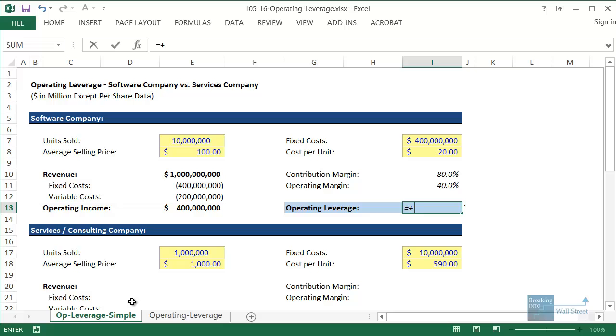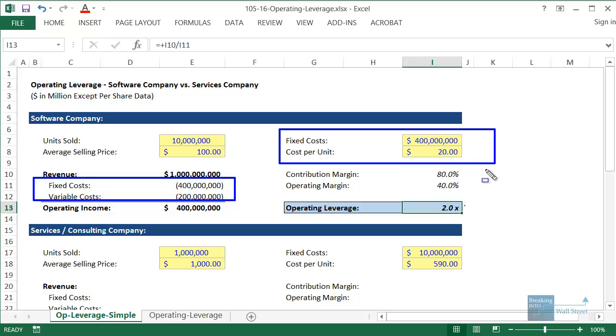And then we simply take this contribution margin and divide by the operating margin. And this is one way you could calculate operating leverage if you actually have all this information on the fixed costs and the variable costs. And in many cases you won't, but sometimes, surprisingly, it can be a little bit easier to do it like this than it is to use some of the other formulas that we looked at.